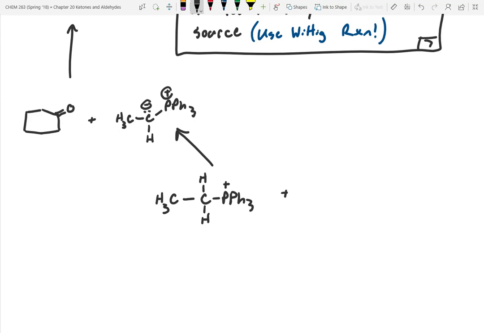And then we needed what base? Butyl lithium, so I'll just say BuLi. All right, and then we'd say, all right, how do we make this? Got to do an SN2 reaction, right? So we must have had some sort of leaving group plus our triphenylphosphine. All right, so now we've made our Wittig reagent.